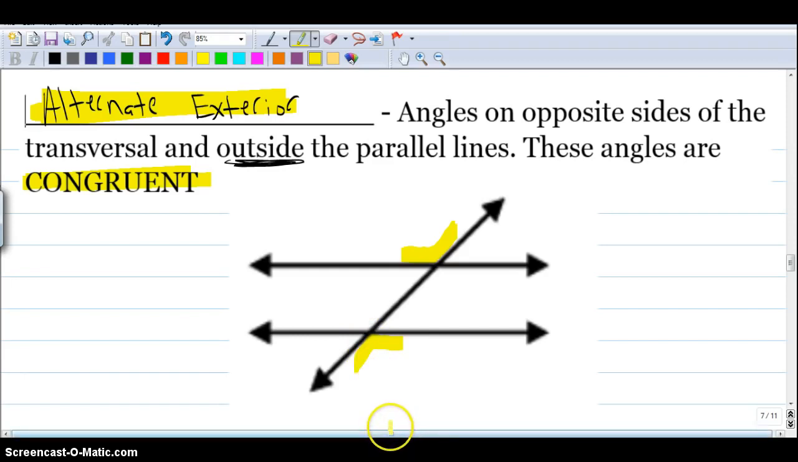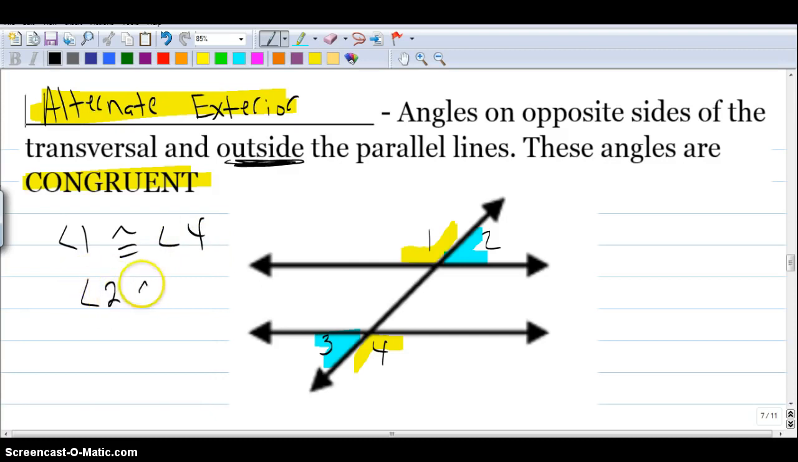One's on the left, one's on the right. One's way on top, the other one's way on the bottom. This one is the top right corner. This one is at the bottom left corner, the alternate exterior. So we'll number them 1, 2, 3, and 4. That way you know that angle 1 is congruent to angle 4, and angle 2 is congruent to angle 3.